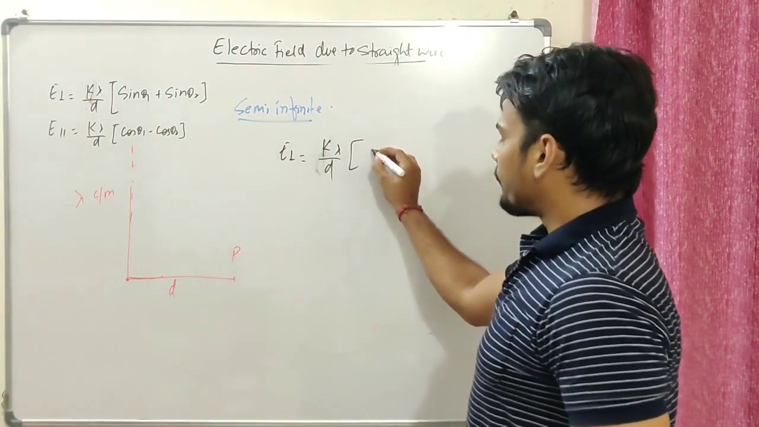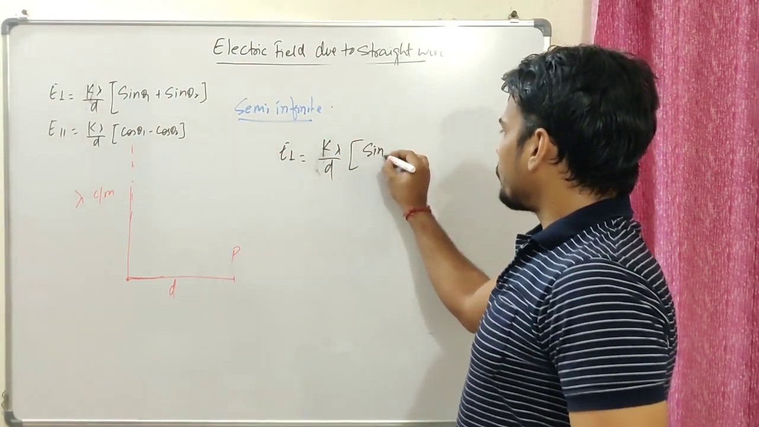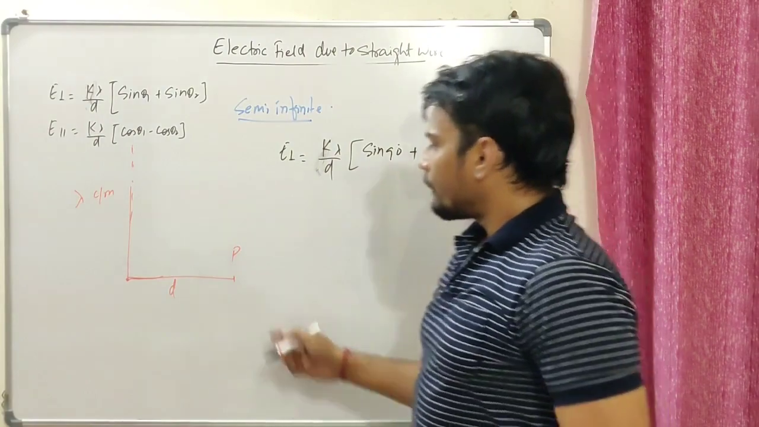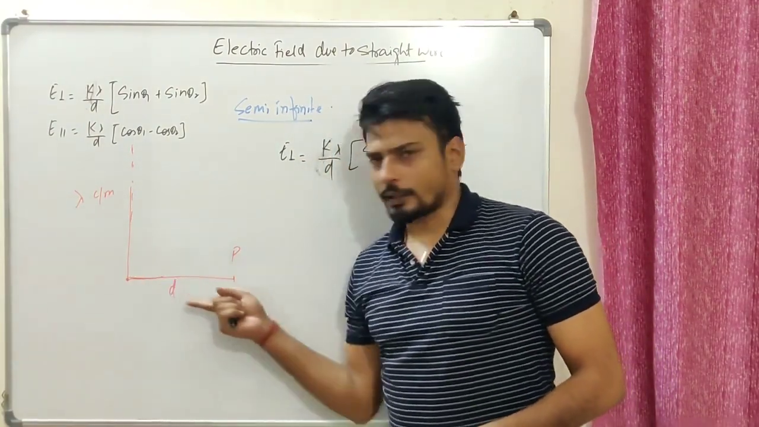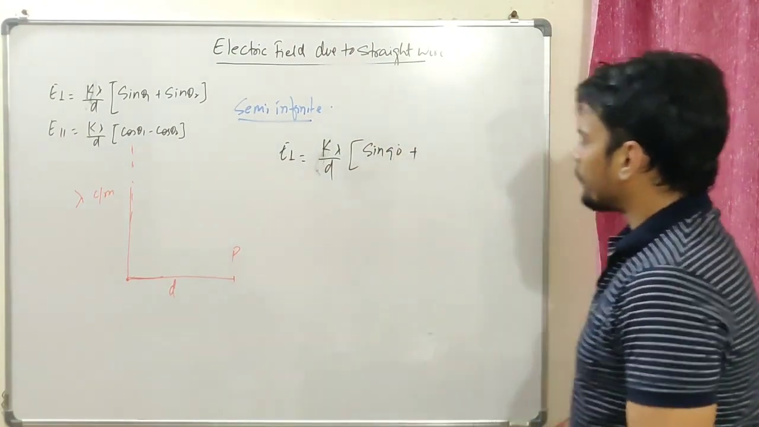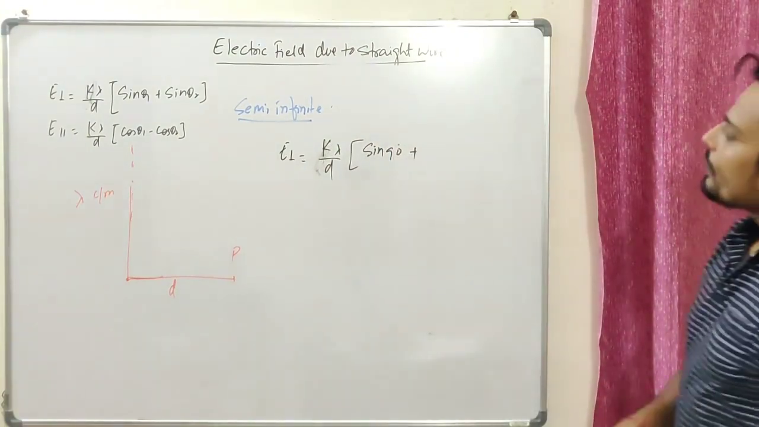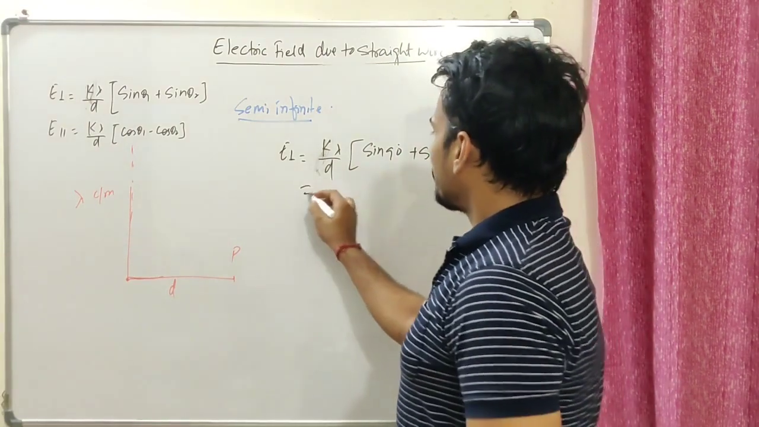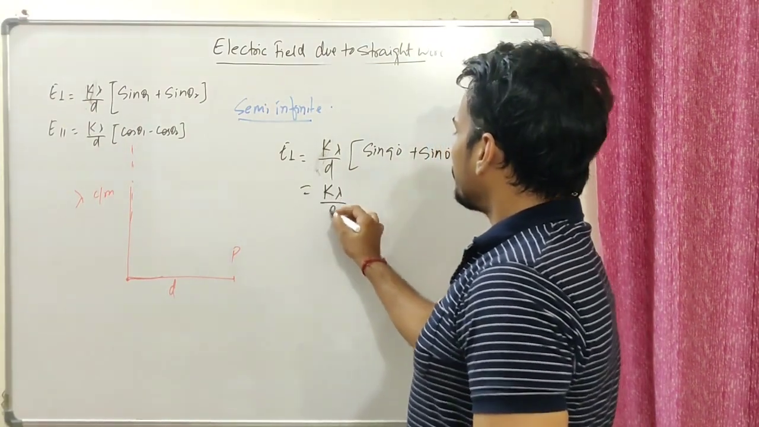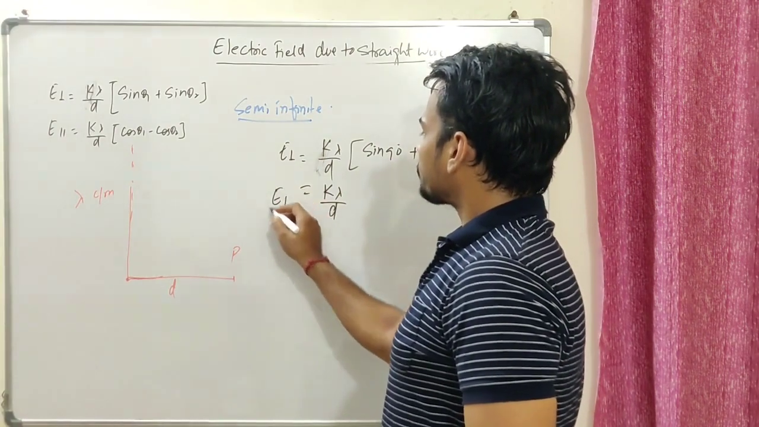Well, theta 1 should be 90 degrees. So I'm going to have sine of (90 degrees plus theta 2) is 0, right? From this extreme, what is the angle made by the line joining this point and the straight wire? That is 0 degrees. So I'm going to have sine of 0 degrees. Well, that should be how much? K lambda by D, and that's all.